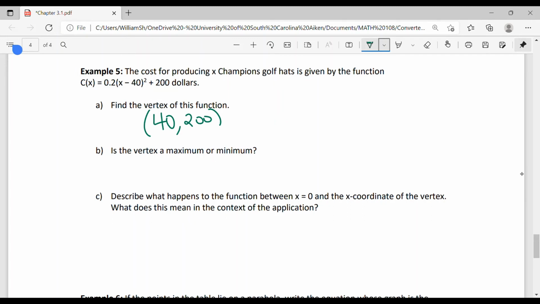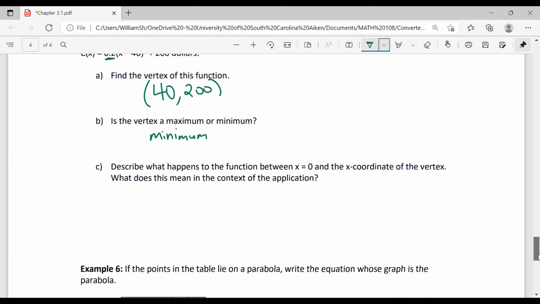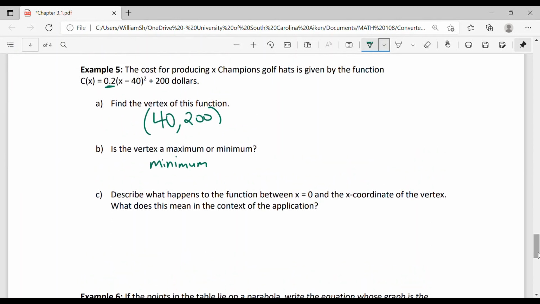It asks if the vertex is a maximum or a minimum. Judging by our a out front, our a is positive. Therefore, our vertex here is a minimum. Okay, got that checked off the list. Part C says describe what happens to the function between x equals 0 and the x coordinate of the vertex. What does this mean in the context of the application?